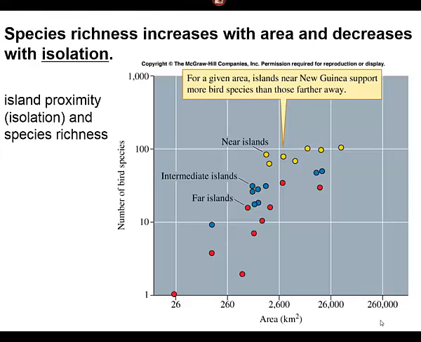So here what we're looking at is for a given area, islands near New Guinea support more bird species than islands further away from New Guinea. So the near islands have higher species richness, the far islands have lower species richness.